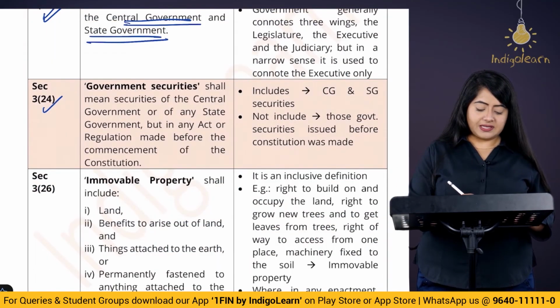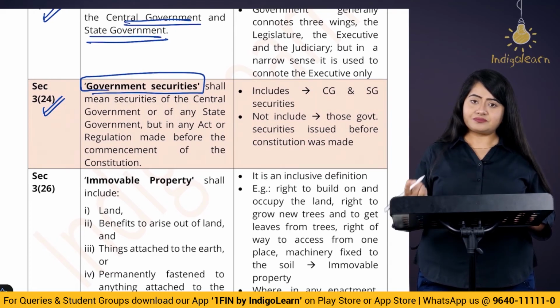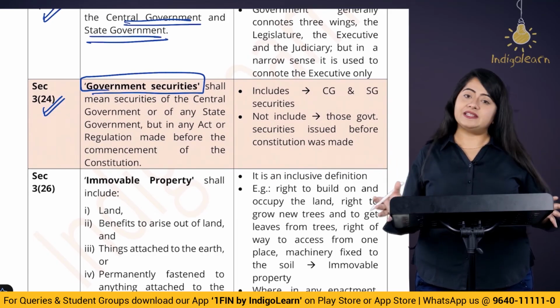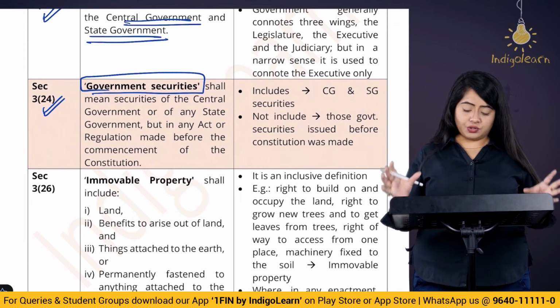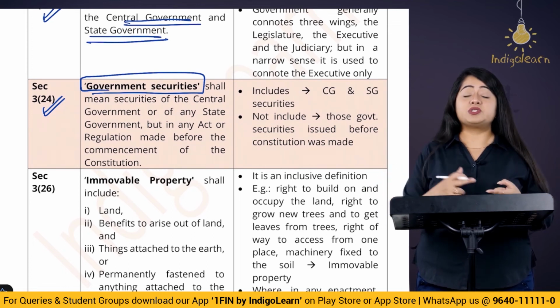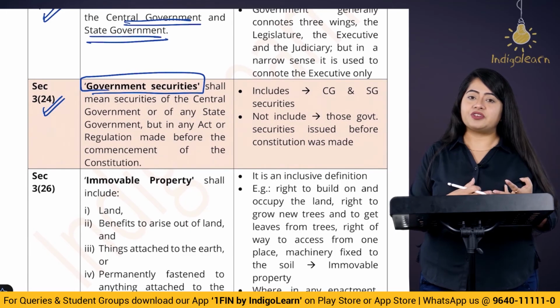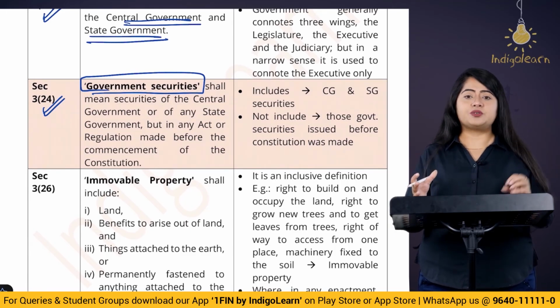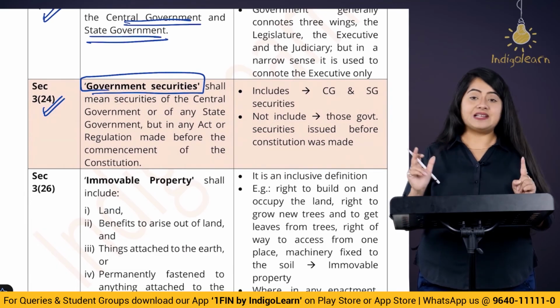The next clause is clause 24, which talks about government securities. What are government securities? Government securities means any securities which are issued by the government. And government can be central government or state government or any union territory governments also, right? Simple. So, if the central government, state government or any union territory government issues any securities, it could be bonds, it could be notes, then they are going to be considered as government securities.